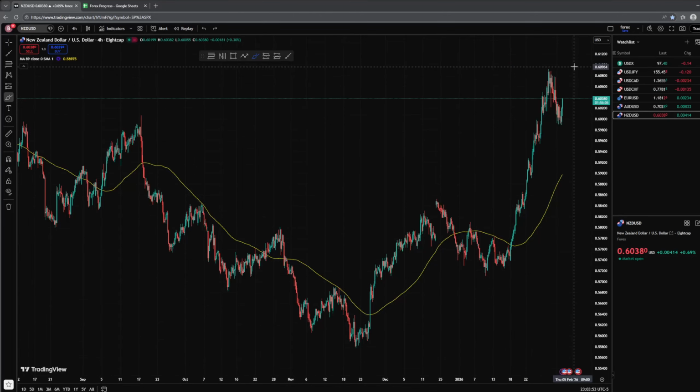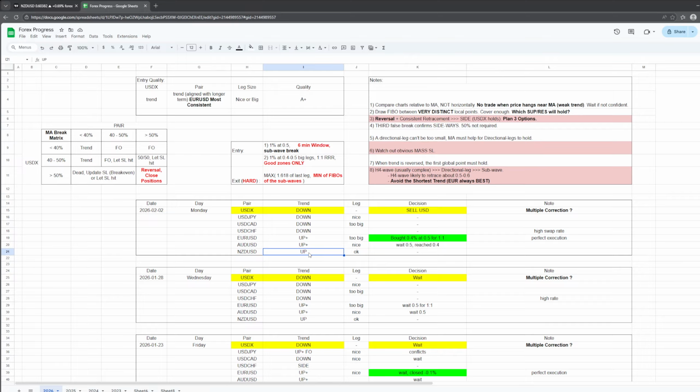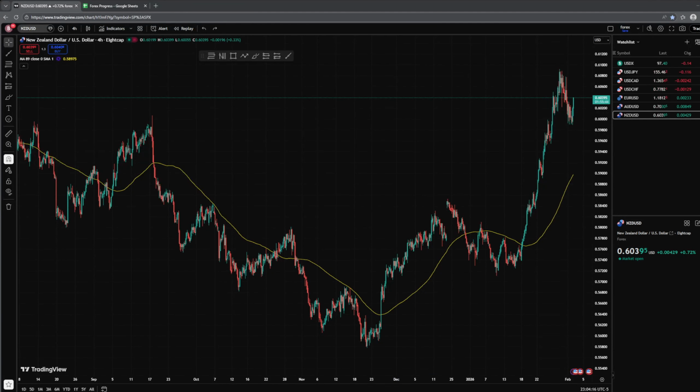Okay, so let's write it down. New Zealand dollar USD trend is up. Last leg seems to be too big. And our decision is to wait for a 50% retracement.